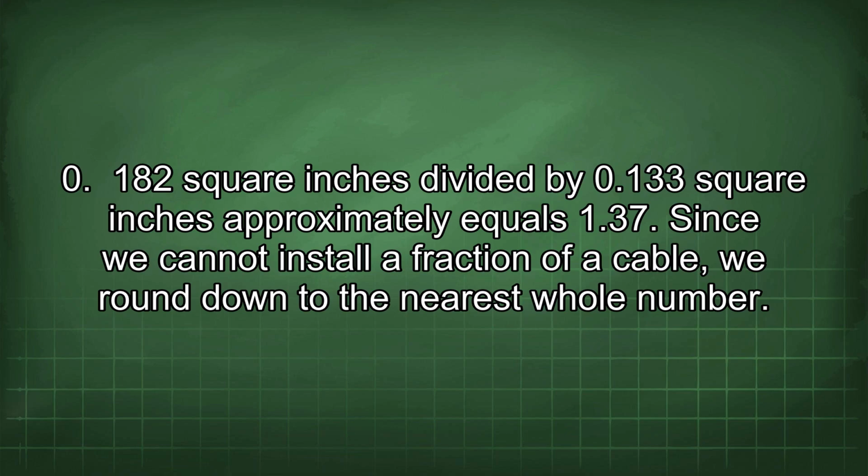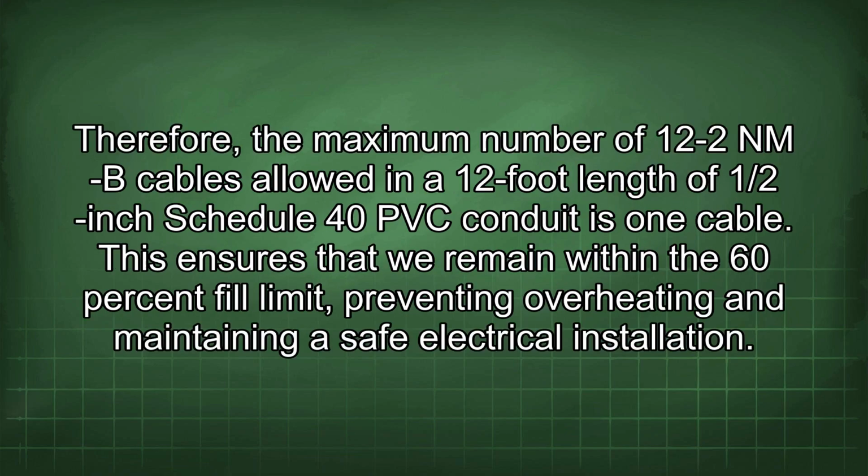Since we cannot install a fraction of a cable, we round down to the nearest whole number. Therefore, the maximum number of 12-2 NMB cables allowed in a 12-foot length of 1/2-inch Schedule 40 PVC conduit is 1 cable. This ensures that we remain within the 60% fill limit, preventing overheating and maintaining a safe electrical installation.